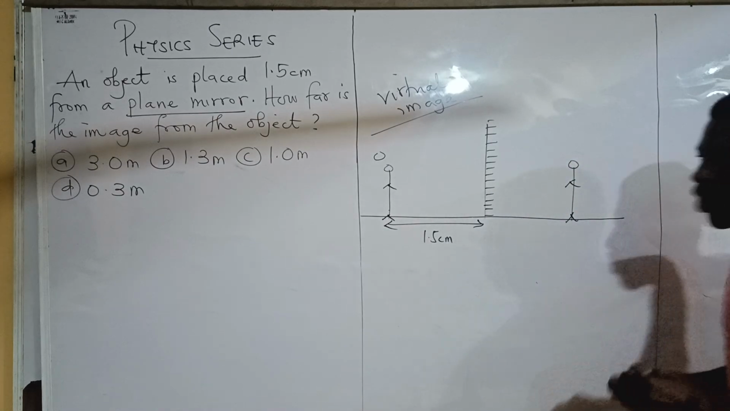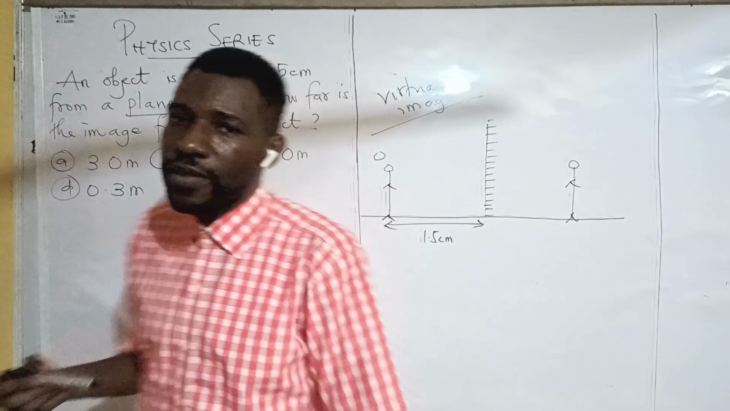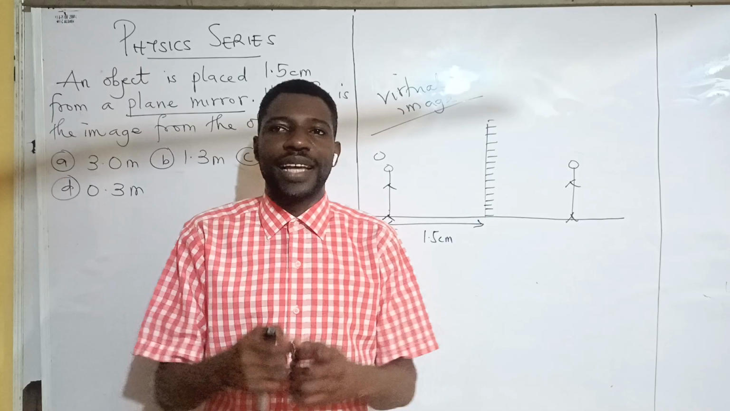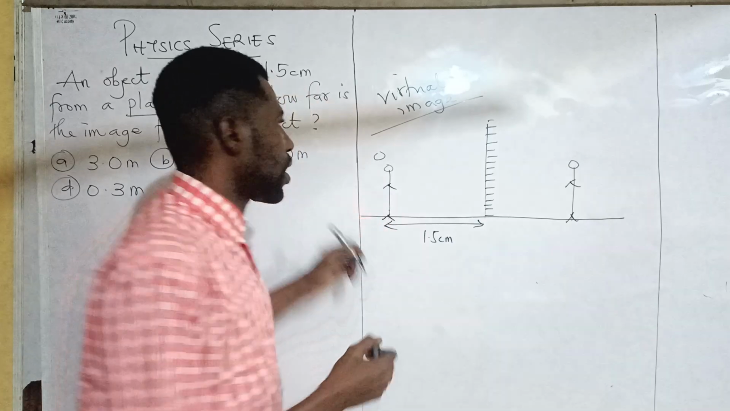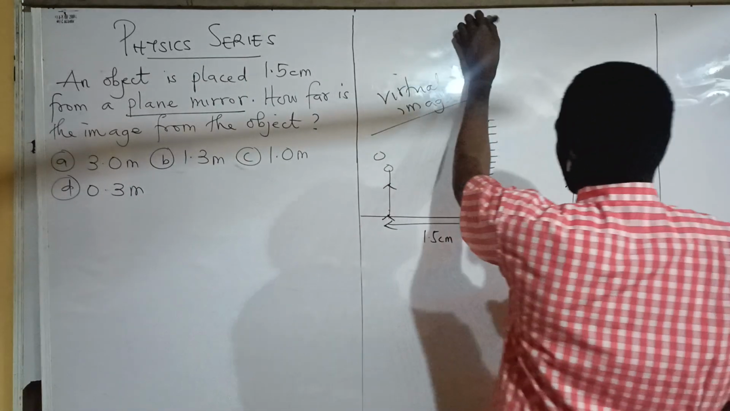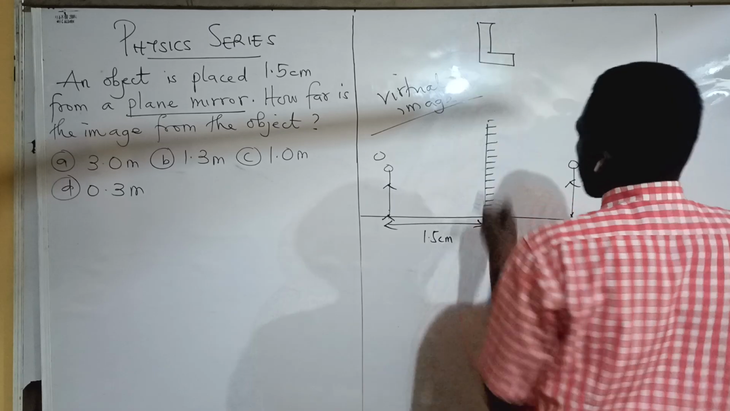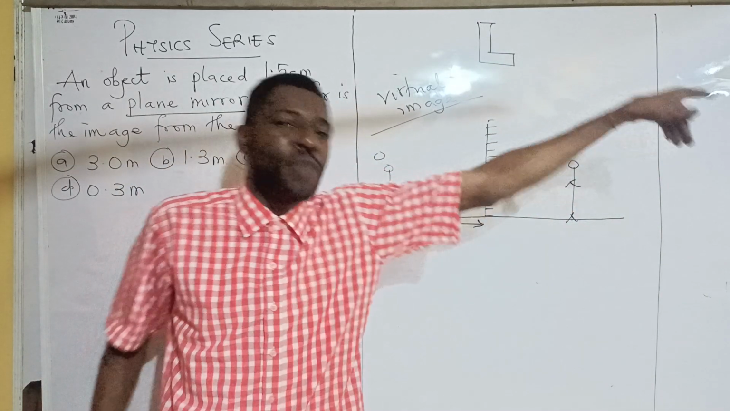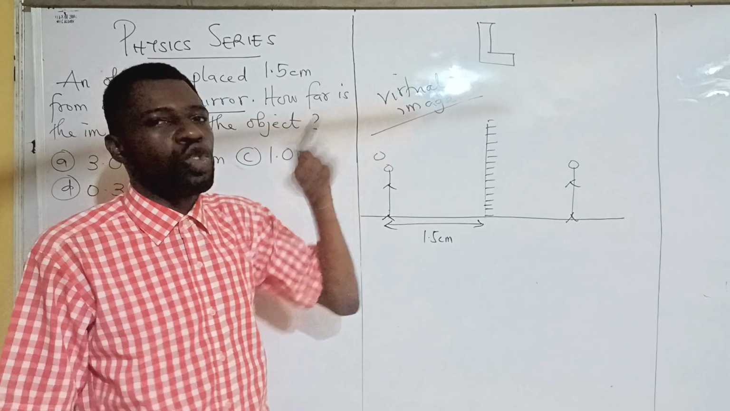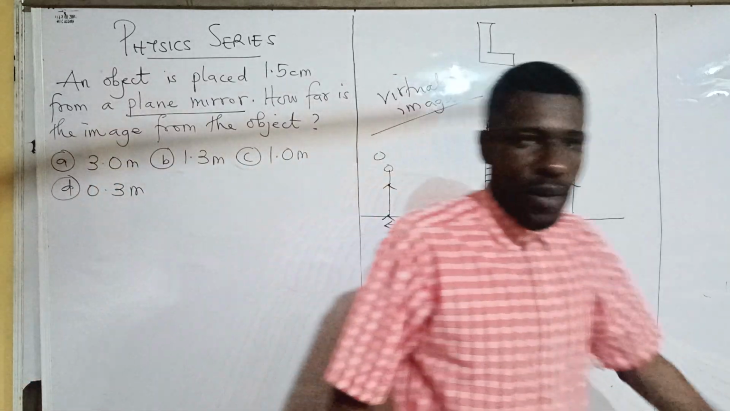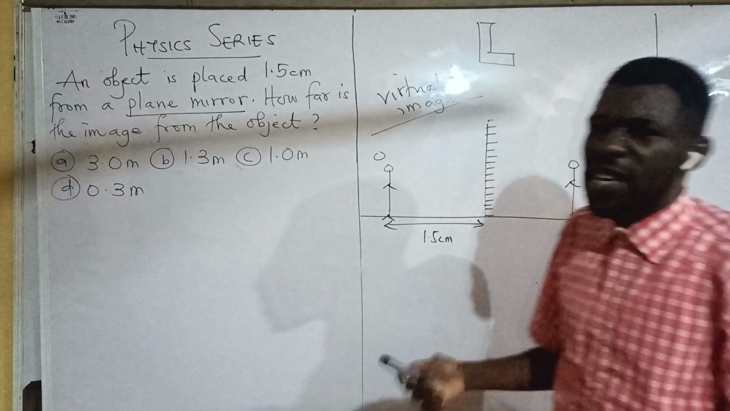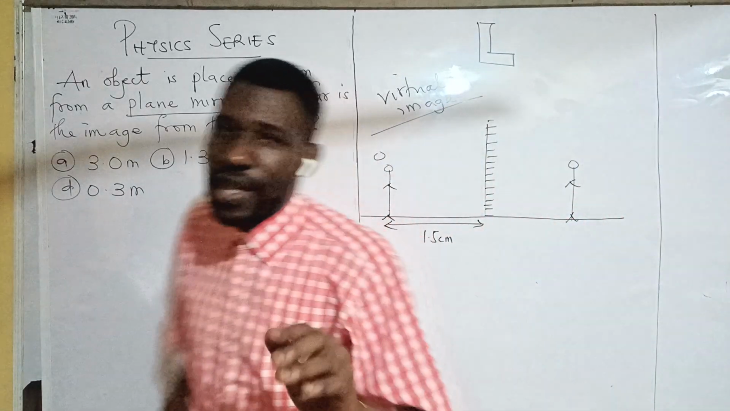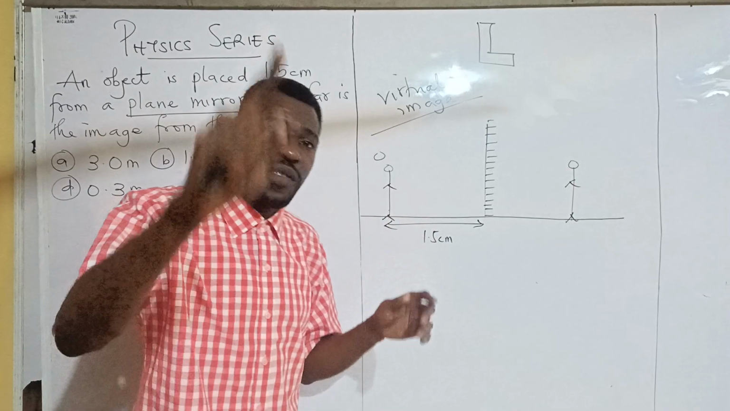Another thing you must understand: if I take, for instance, the letter L, all right, and I place it in front of a plane mirror, will you agree with me that the reflection you'll be seeing, the image, will not be the letter L as it is? It will be inverted. Am I communicating? The image will be inverted. So a plane mirror also forms an inverted image.